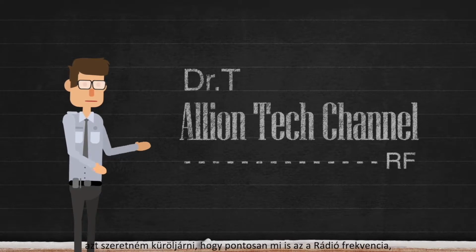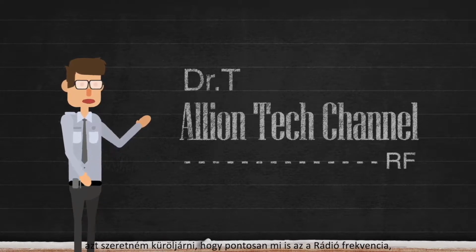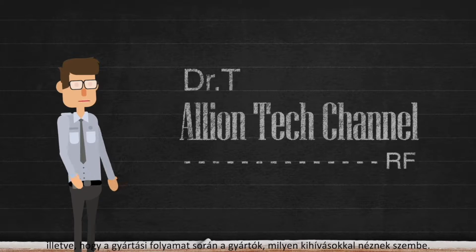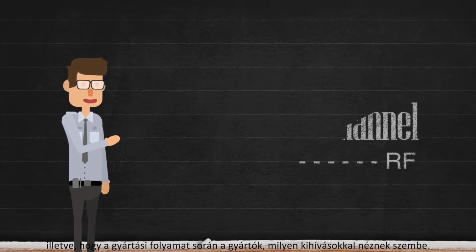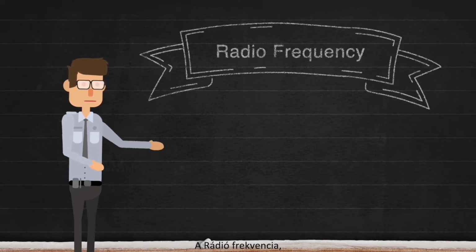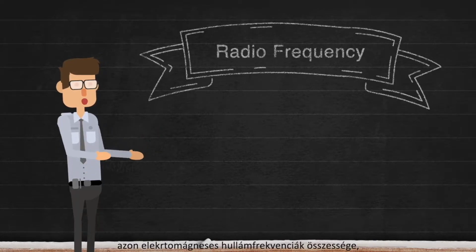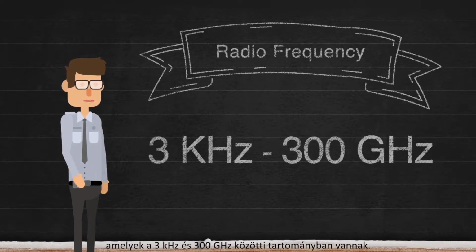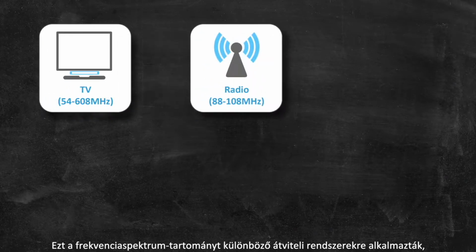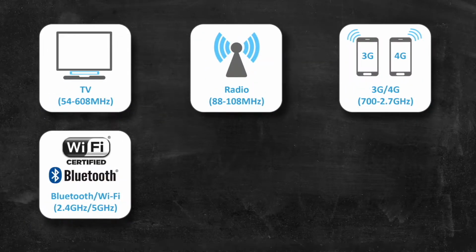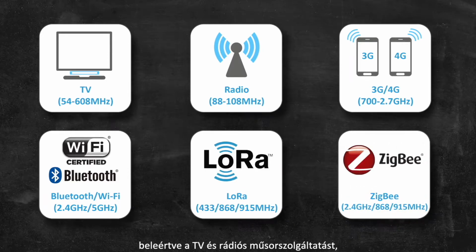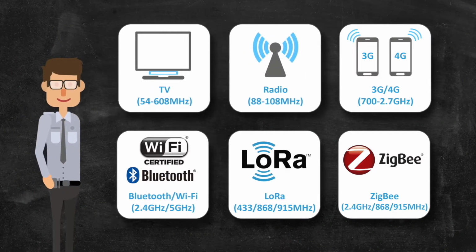In this video, I'm going to tell you exactly what radio frequency is and the challenges that product makers might face during the manufacturing process. Radio frequency, aka RF, is the electromagnetic wave frequencies that lie in the range from around 3 kHz to 300 GHz. This range of frequency spectrum has been applied to various transmission systems, including TV and radio broadcasting, 3G, 4G mobile networks, and modern wireless technologies such as Wi-Fi, LoRa, and Zigbee.